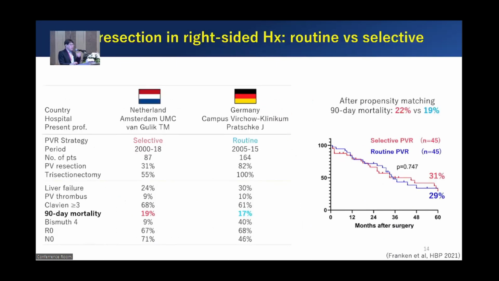This is the recent multicenter study, German versus Netherlands, published in 2022, which failed to confirm the benefit of the routine portal vein resection policy. Surprisingly, high mortality is also observed. Very high. And the long-term survival is comparable between the two groups.